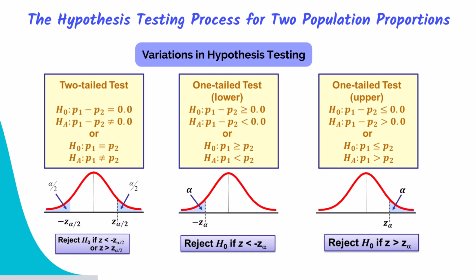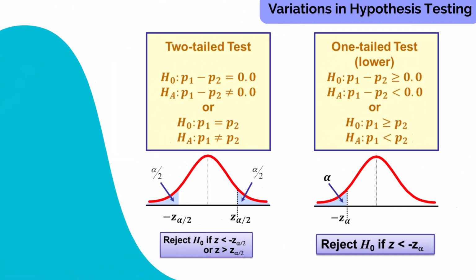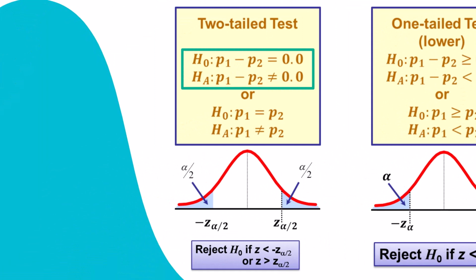So by now, this slide should look very familiar, but now we're working with proportions. Again, we have a two-tailed test, one-tailed lower test, and one-tailed upper test. The two-tailed test is like working with two population means, but now we will replace the reference to the population mean with little p for proportion. So as a refresher, in the hypothesis statements, it is saying that the difference between two population proportions is equal to 0 or not equal to 0.